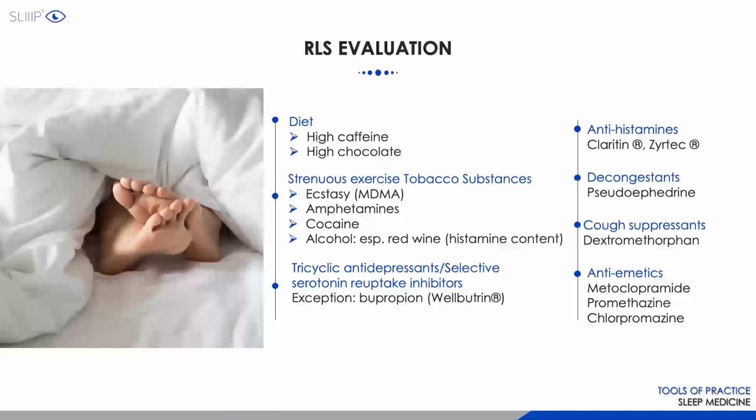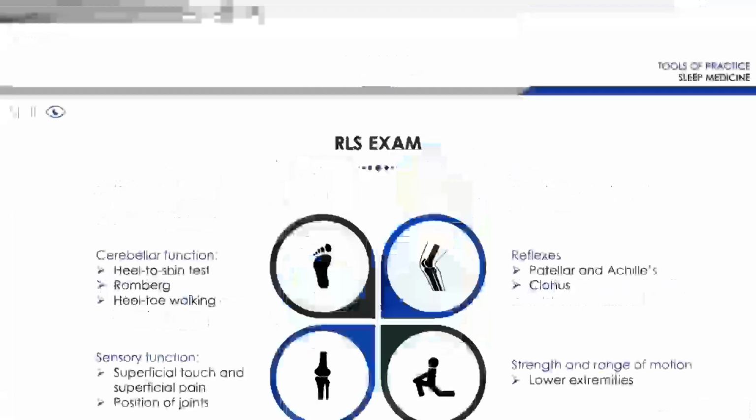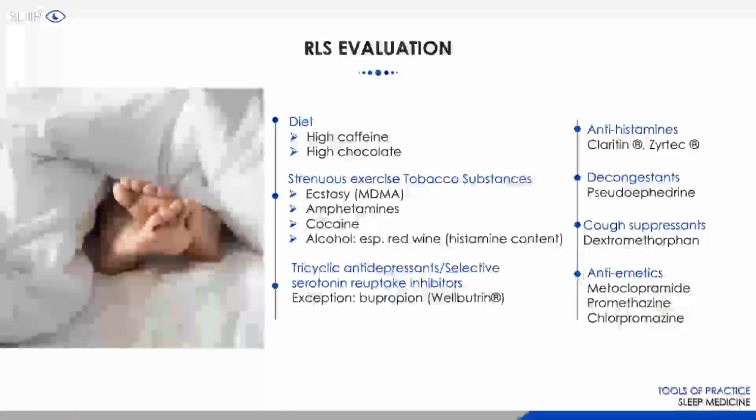Evaluation, like I said, look at their diet, what they're consuming, what triggers their restless legs. And so you want to look at medications such as SSRIs as well. Bupropion seems to have the least or the best side effect profile in these patients.